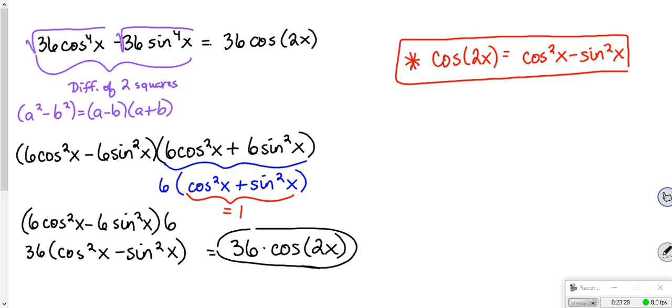There we go. Now, this concludes section 7.3 completely. This is the end of 7.3 part B.